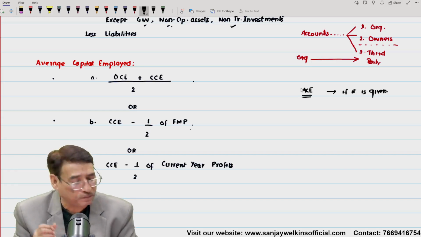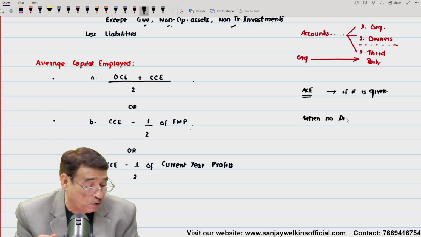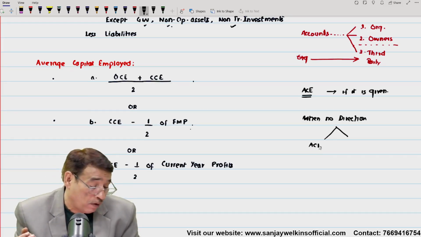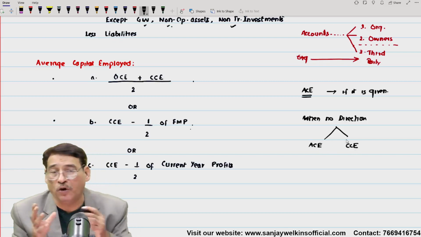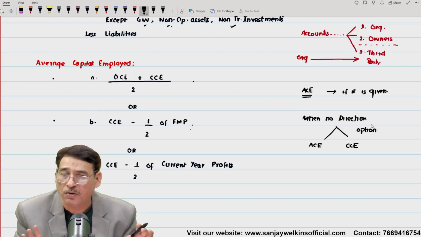Now the problem arises when no direction is there. If there is no direction in the question, then you have complete choice, as I told you earlier. In that case, you can apply average capital employed or you can simply take closing capital employed. It is your option. But whatever option you pick, kindly put it in the note also. Is it clear to you? So this confusion must not be there now.